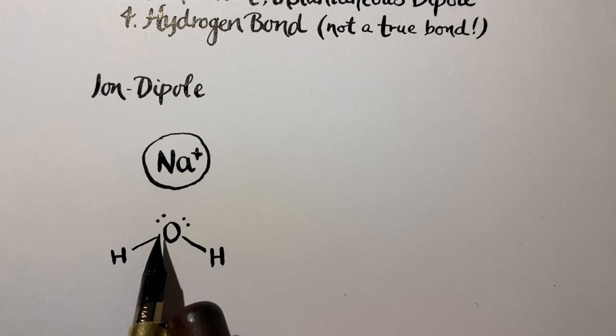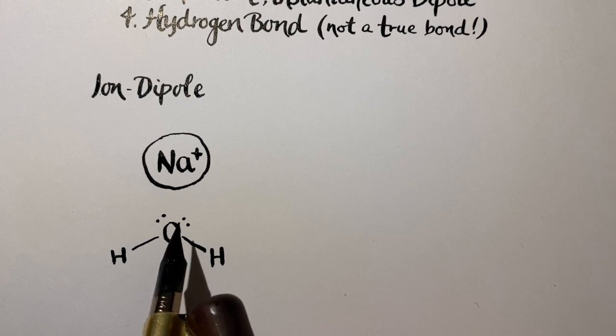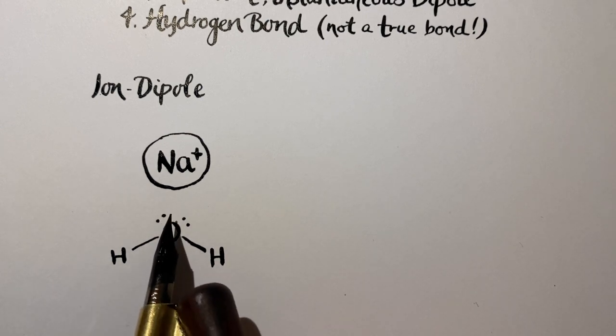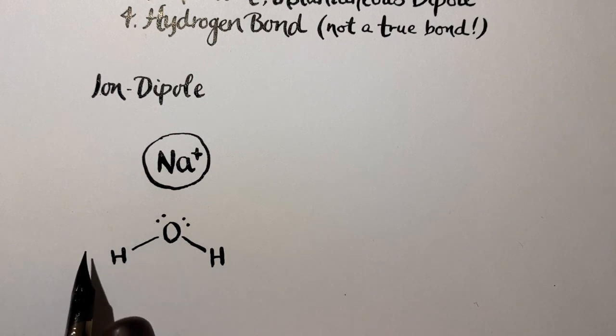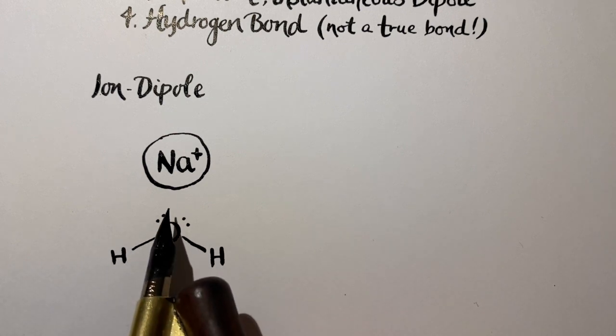Oxygen is better at pulling electron density towards it than hydrogen. It has a greater electronegativity. And that means that the net result is that there will be more negative charge. If we were to draw an imaginary line, imagine that this is the top.